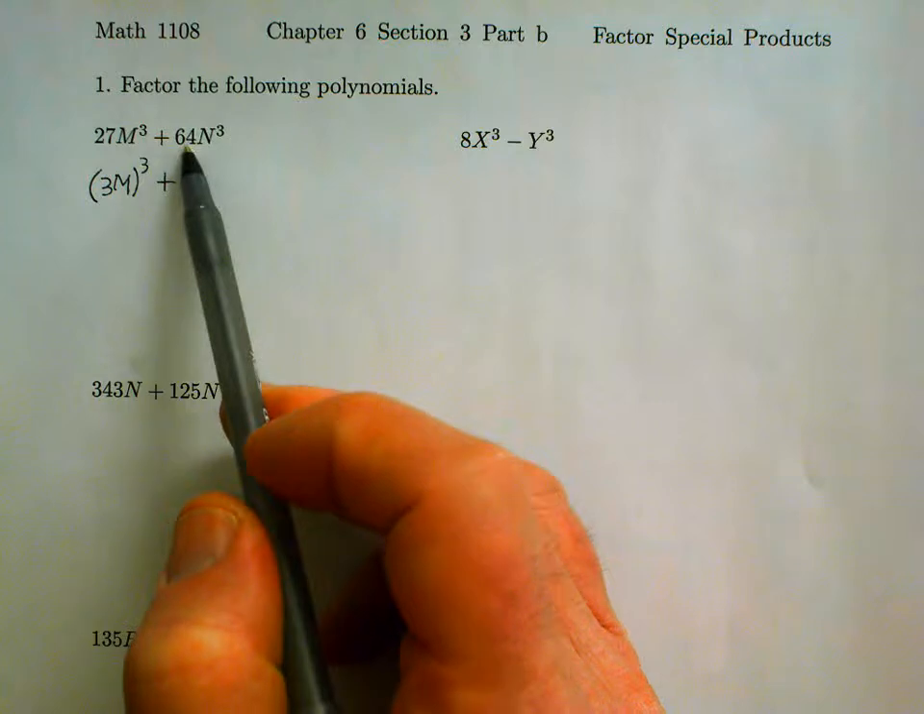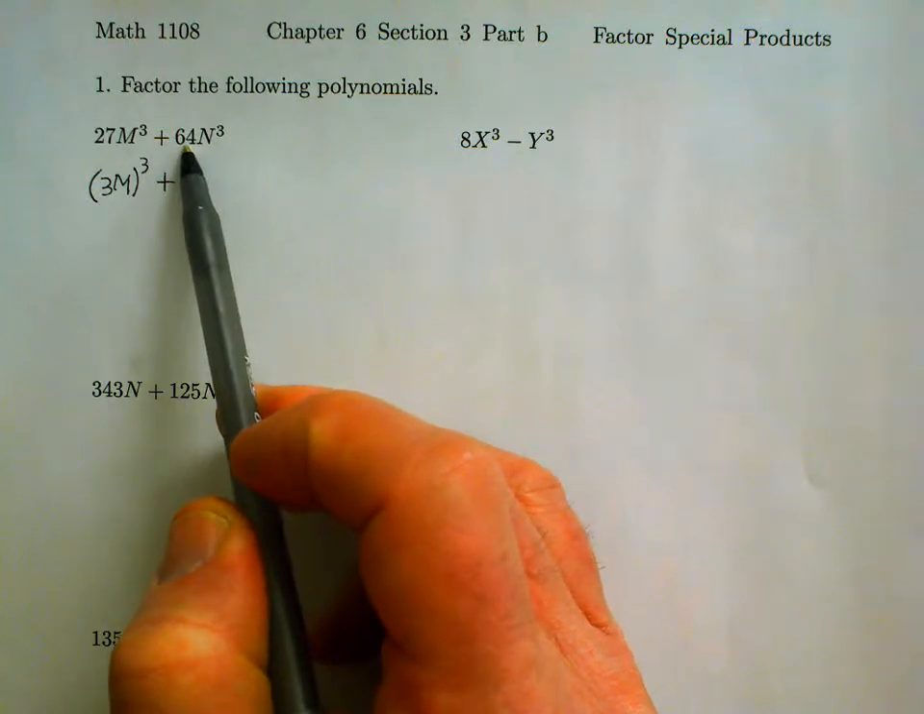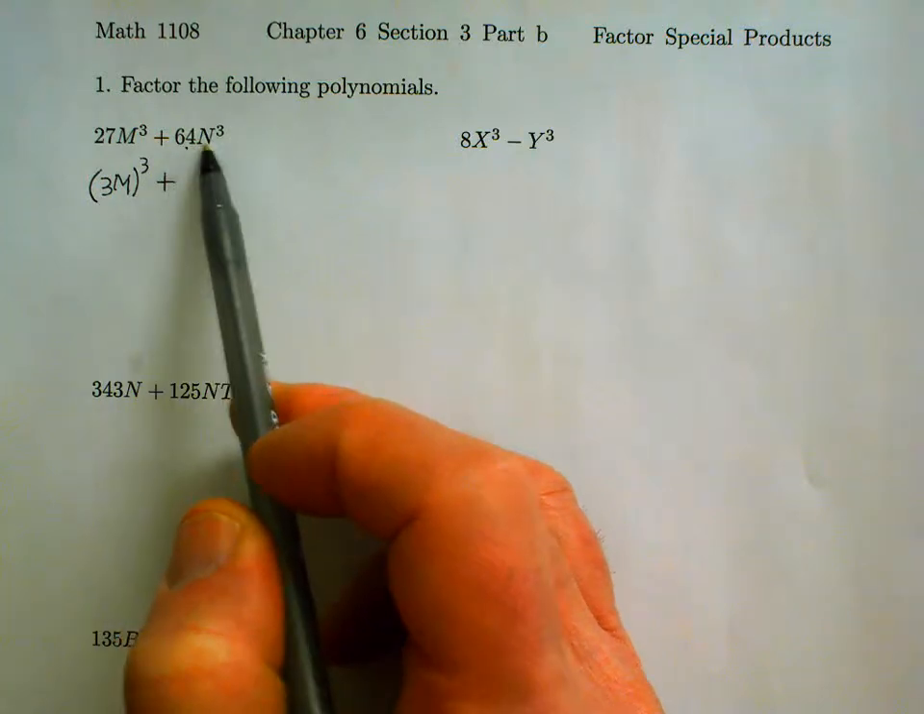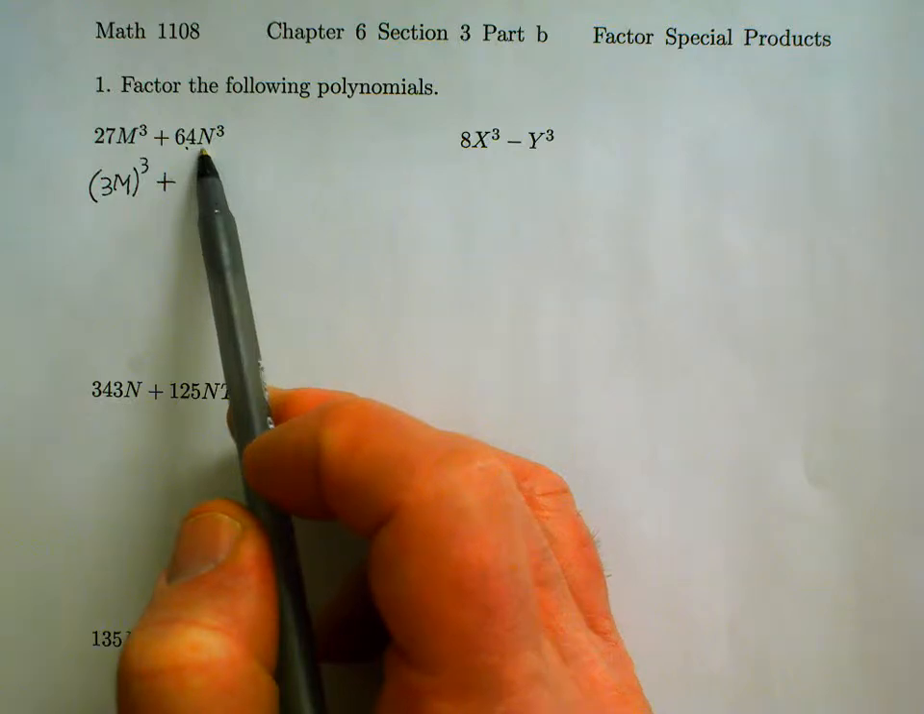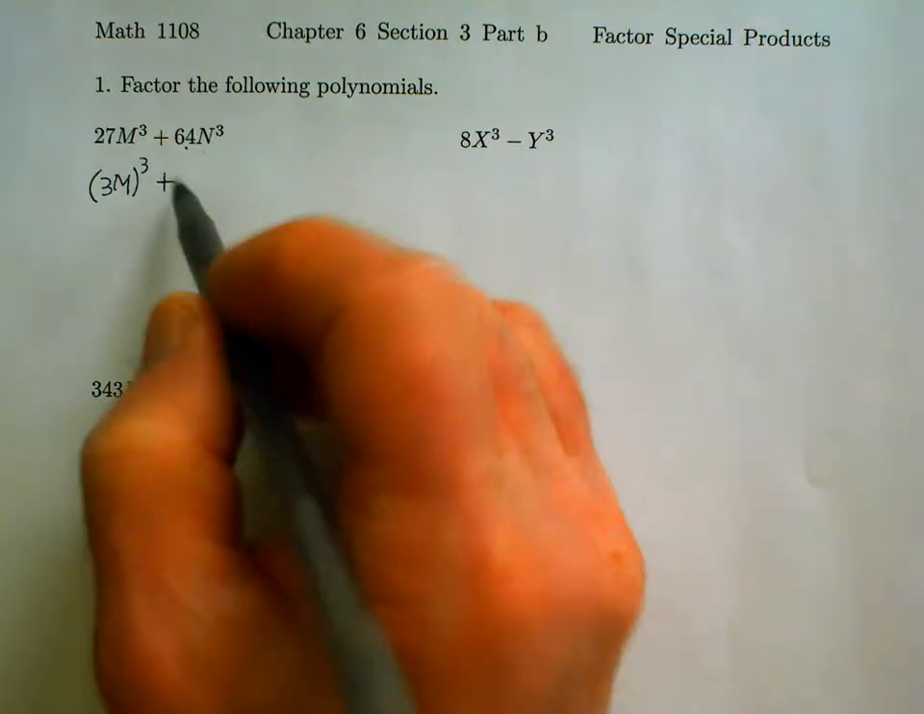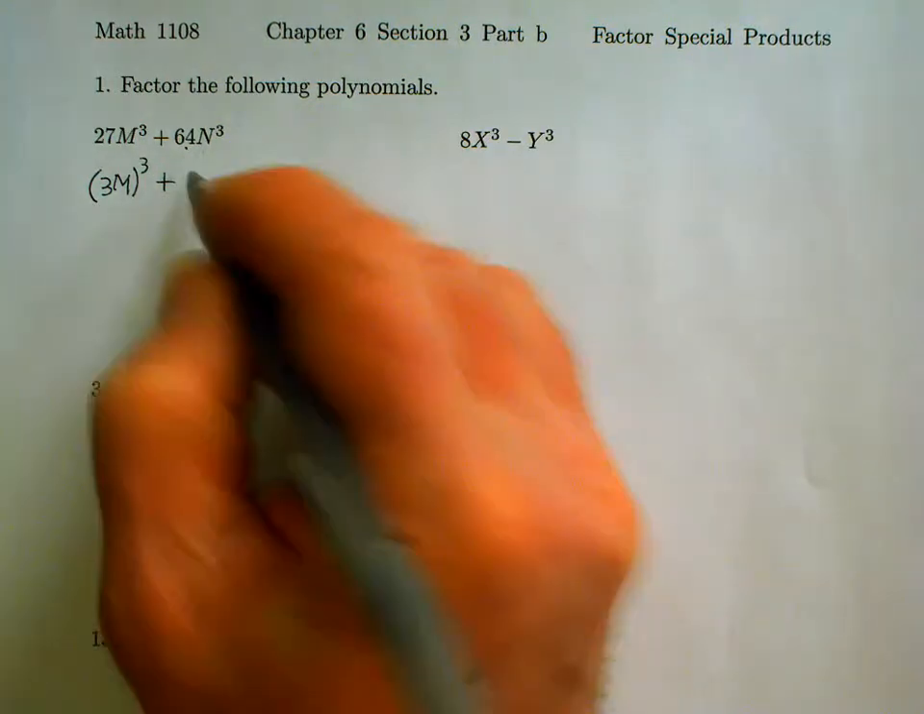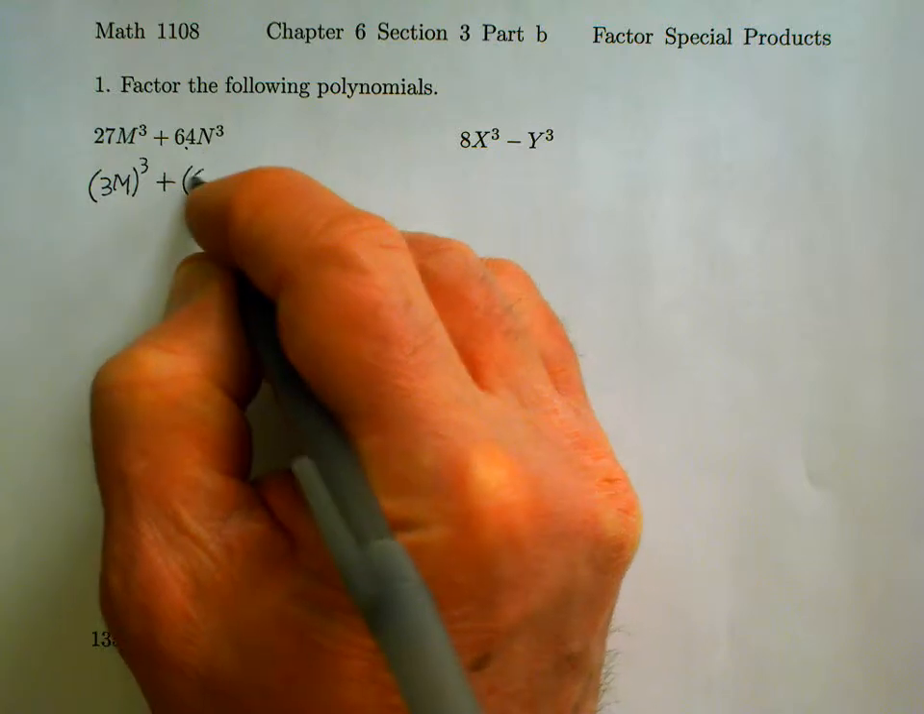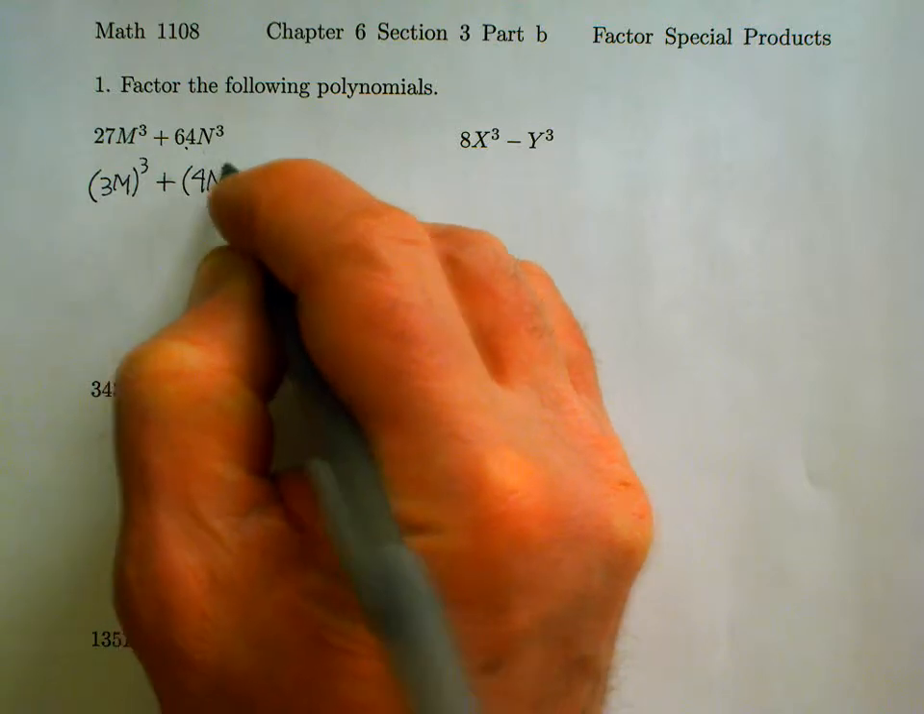And 64 is a perfect cube because 4 to the third is 64, and n to the third is a perfect cube. So 64n to the third can be written as the term 4n to the third.